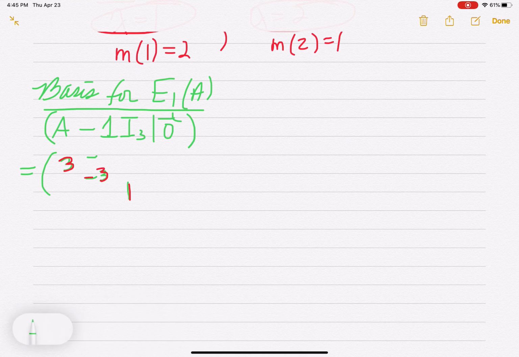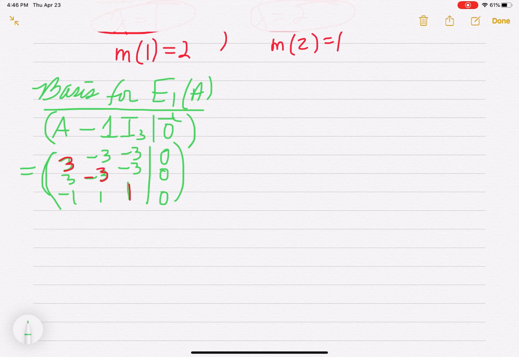It's going to be what? Negative 3, negative 3, negative 3. What was this? 3, negative 1. I got it written down here. 1. And then here on the right, we got a column of zeros. Okay, so what do we do next? We row reduce this.